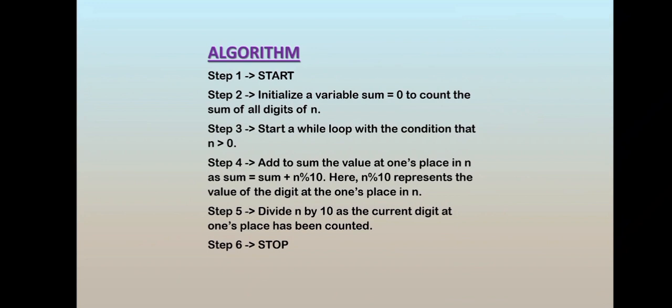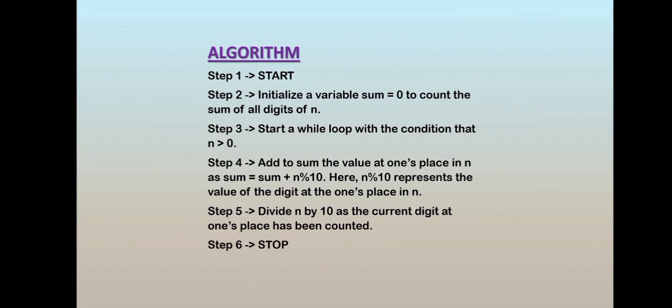Step 1 is start. It's just the beginning. Step 2: initialize a variable sum equal to 0 to count the sum of all digits of n. So the variable sum is initialized to 0, which is going to store the sum of digits. n is the 5-digit number which we give. The digits of n are added and stored in sum. Initially sum has no value, so it is initialized to 0.